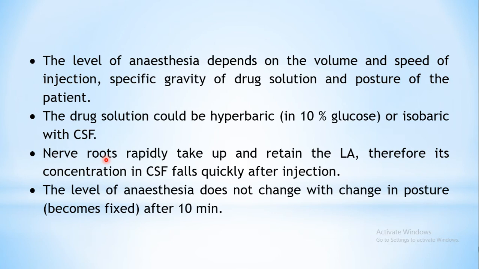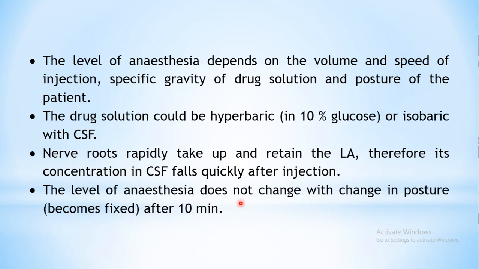Immediately once it is injected in the subarachnoid region, whatever nerve roots are passing in that region, all of them will rapidly take up the local anesthetic and retain it. Because your nerves are taking up your local anesthetic, the concentration of the local anesthetic in the CSF when you inject it will immediately drop, because the nerve roots passing through that particular area have already taken up the local anesthetic.